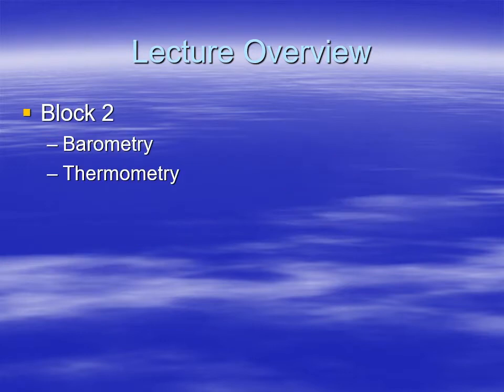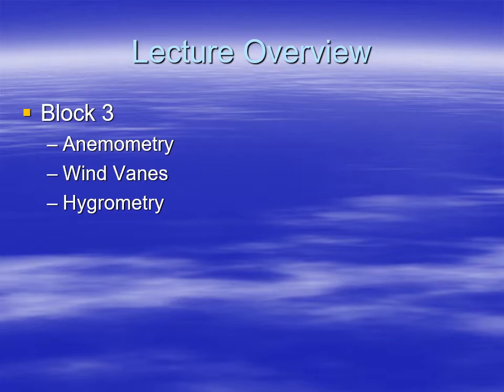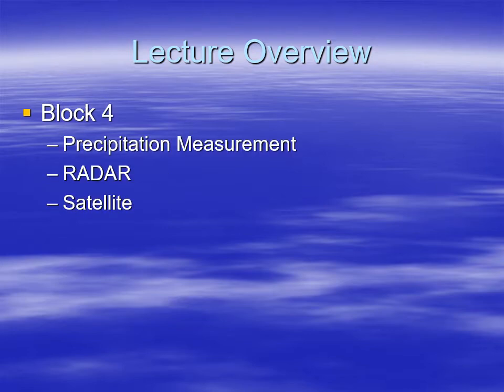Block 2 will be barometers and thermometers. Block 3 will be wind speed, wind direction, and also moisture. And then Block 4 will talk about how we measure precipitation, using rain gauges and radar, and then also satellite. And that should be it. So please watch the next video, which deals with the different components of an instrument.